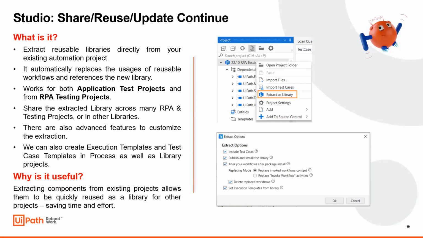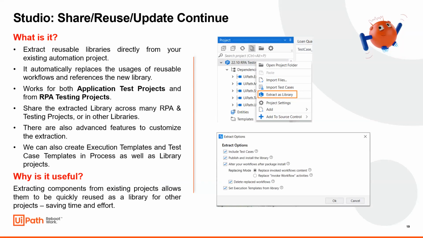Now, the other one that I felt was a highlight from a Studio perspective, and by no means are these all the updates. There's way more that I could go on and on about, but these are just some of the highlights. Another big one is being able to grab a project that you've created and extract it as a library. What's really nice about this is it emphasizes the sharing and reusability of components, and it makes it much easier to do that.